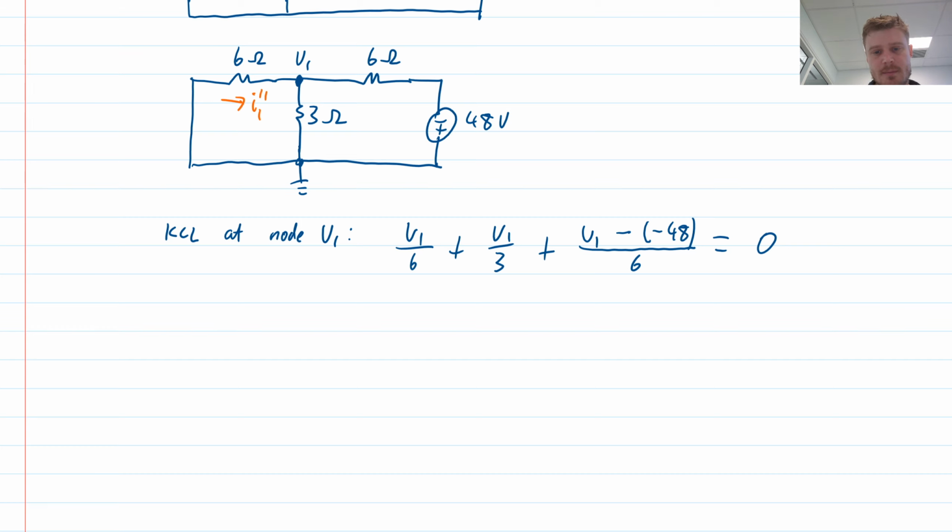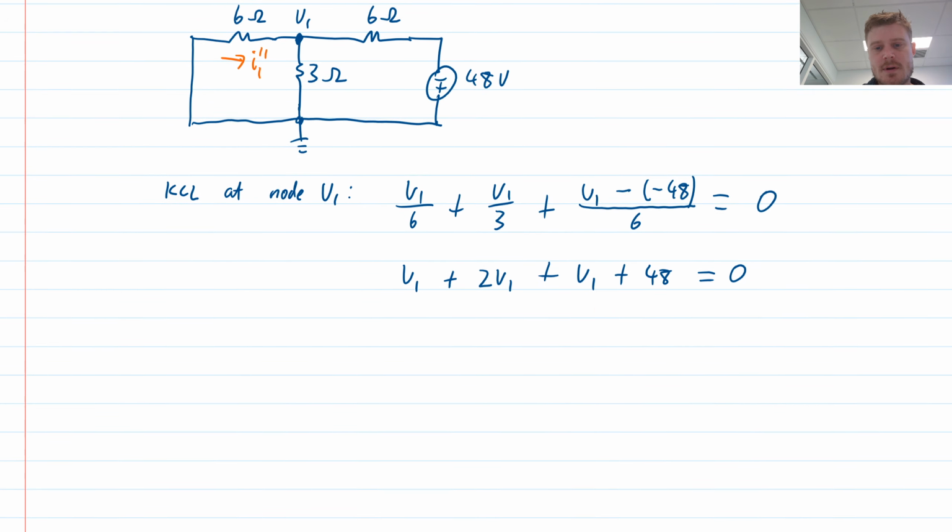Multiply everything by 6 is going to give me V1 plus 2V1 plus V1 plus 48 is equal to 0. So I have 4V1 is equal to negative 48. V1 is 48 divided by 4 is 12, so negative 12 volts.